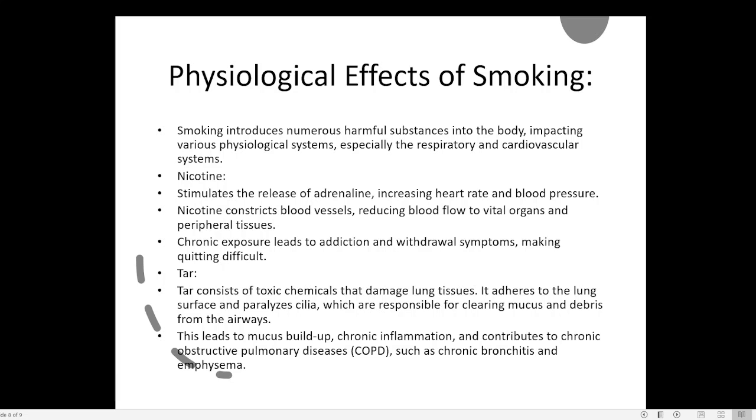So especially these peripheral parts of the body may not be getting a sufficient quantity of blood. That means they may not be able to get enough oxygen also. So that will lead to cell death in such areas. So that is the problem of smoking. Chronic exposure leads to addiction and withdrawal symptoms, making quitting extremely difficult.